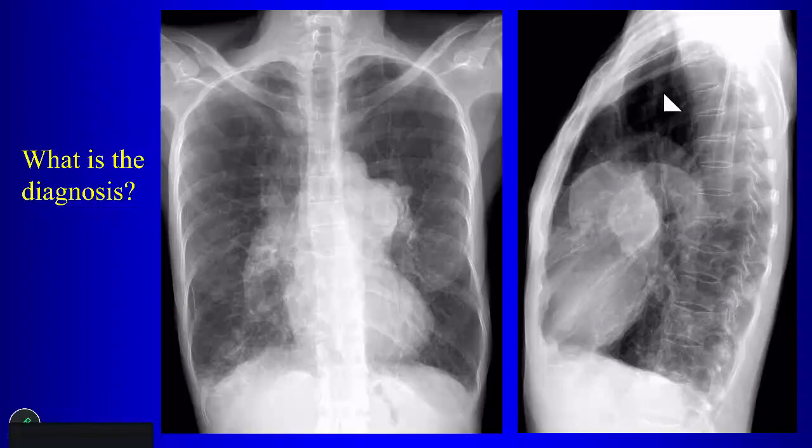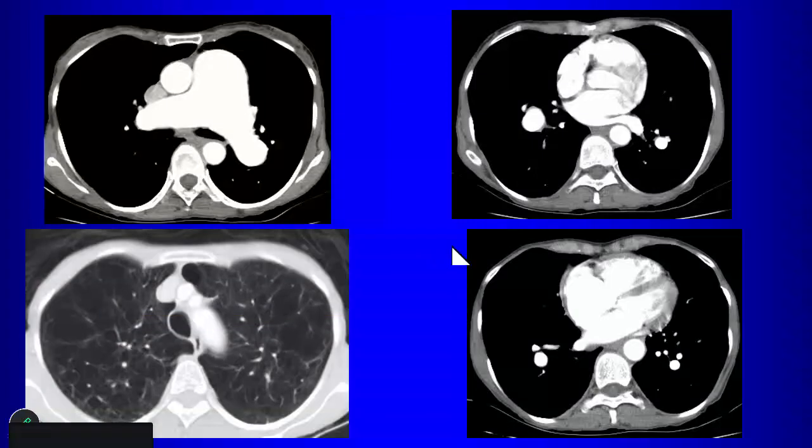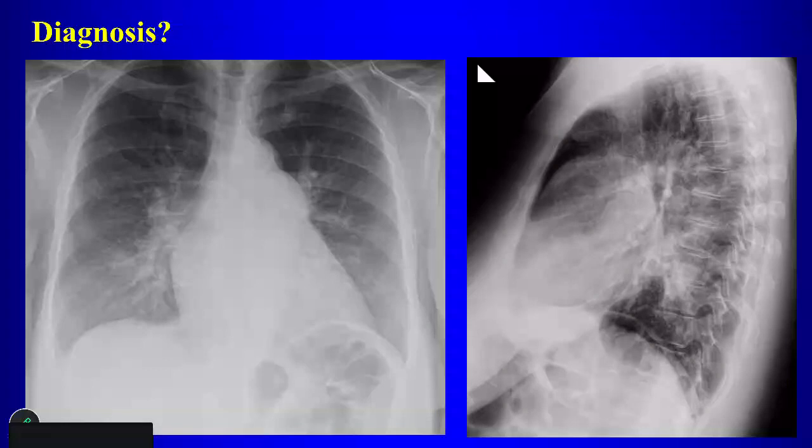COPD, right. You have hyperinflation, and you have all this paucity of vascularity up there, flat diaphragms. Very common cause of pulmonary hypertension, COPD, big central pulmonary arteries. You can see COPD, dilated right ventricle, hypertrophy, dilated right atrium. You'll see this a lot, okay?